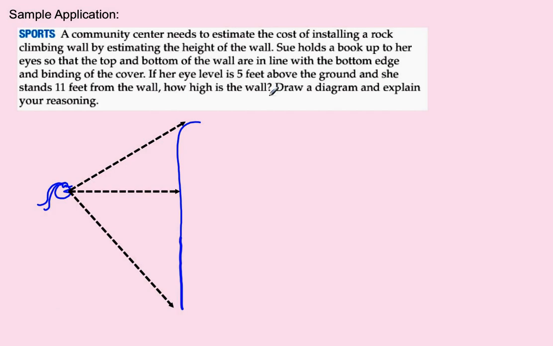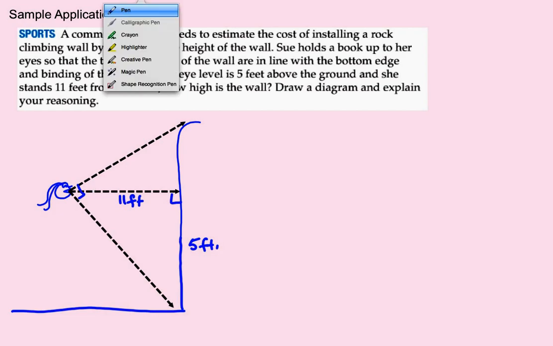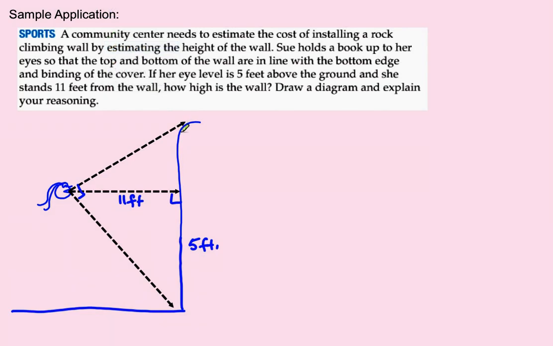Okay, so her eye level is 5 feet above the ground. So we are saying that here to the ground, which is down here, is 5 feet. And she's standing 11 feet away from the wall. Clearly this is not drawn to scale, but I already have recognized that that's a problem. She's 11 feet away from the wall. This is a right angle. This is a right angle. How high is the wall? So the overall height of the wall, the thing that they're looking for is this entire length here, which is the hypotenuse of the large triangle.